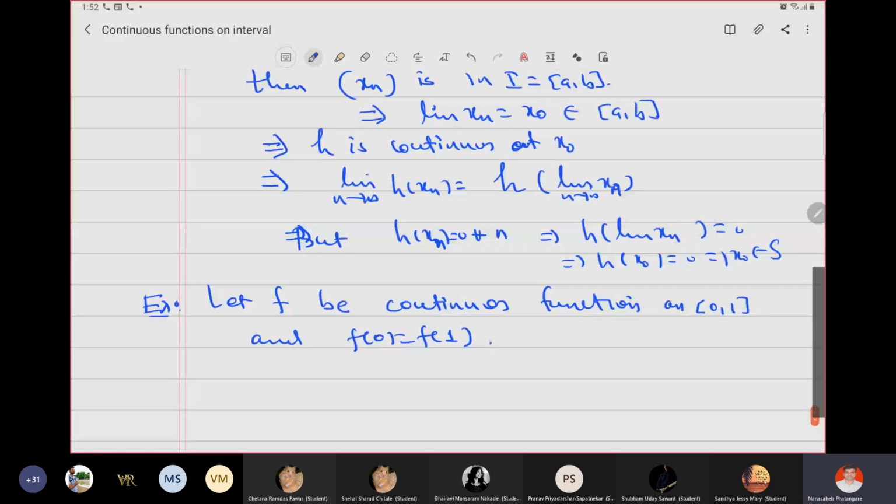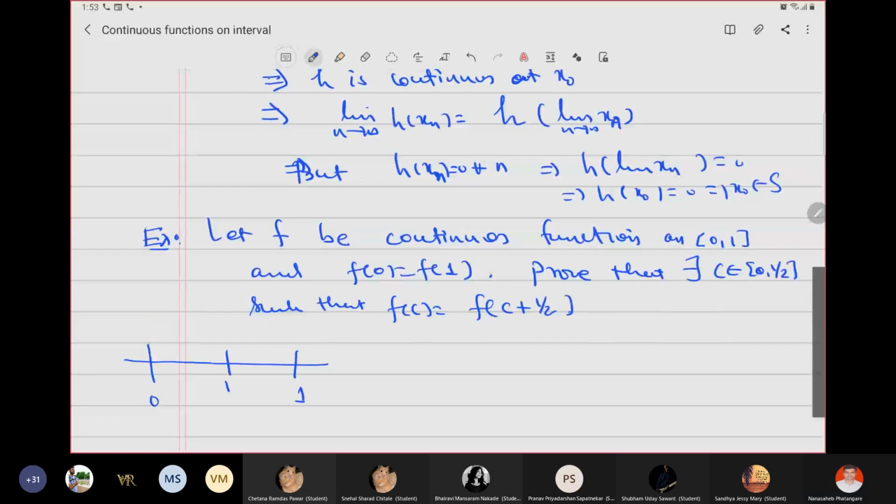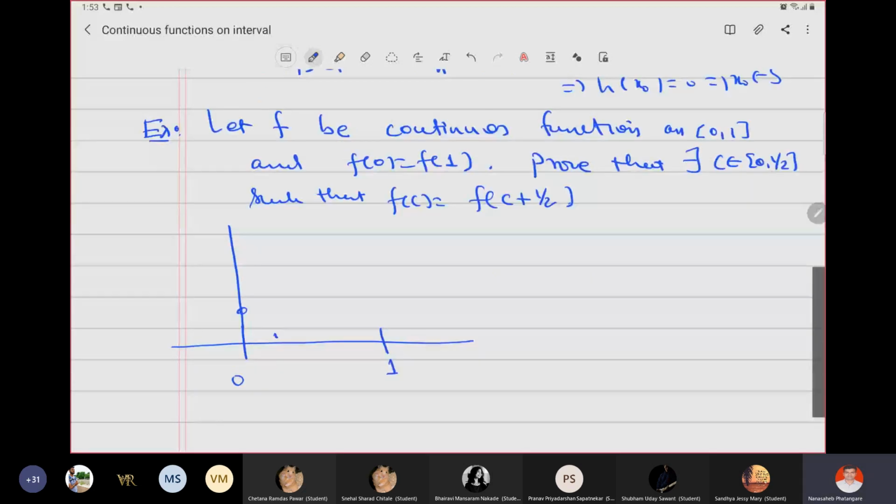See what this theorem, what is the significance? Function is defined on 0 1 and it is continuous, and value of function at 0 and 1 is same. So function is defined on 0 1, value of function at 0 and 1 is same, right? That means f of 0 is same as f of 1. From the figure you can understand this.